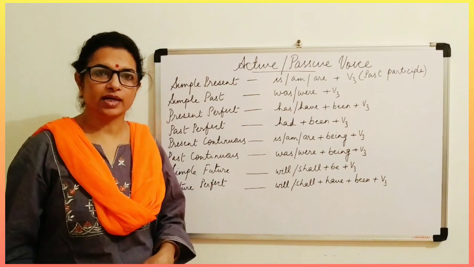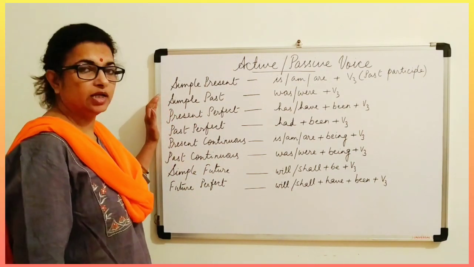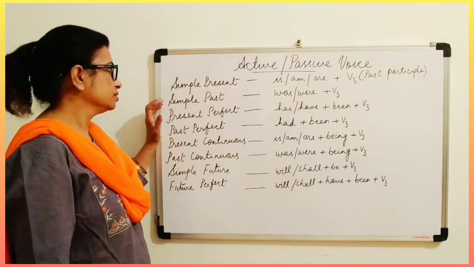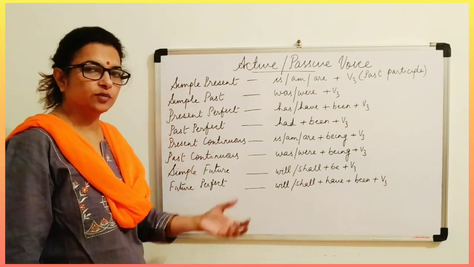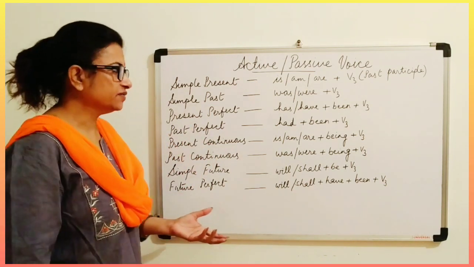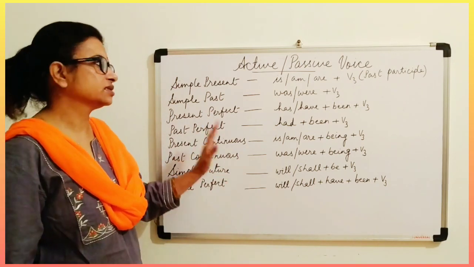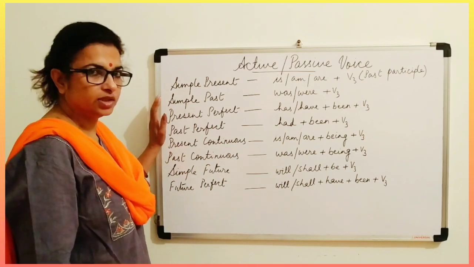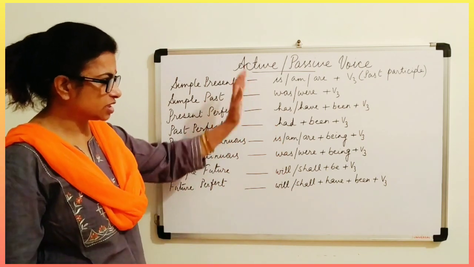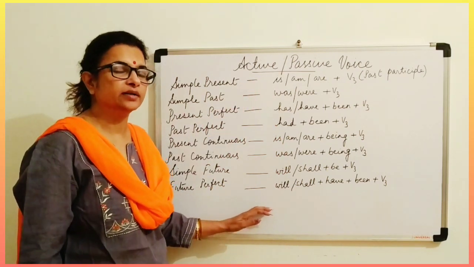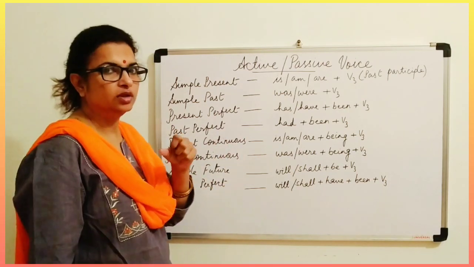Now, students, let's look at this table here. The following table will help you know how, in all the tenses, you can change the voice from active to passive. And we can also reverse it from passive to active just by using this table. First you will learn how to change from active to passive using this table. You can always pause the video and note down the whole table. It should be there in your copies.